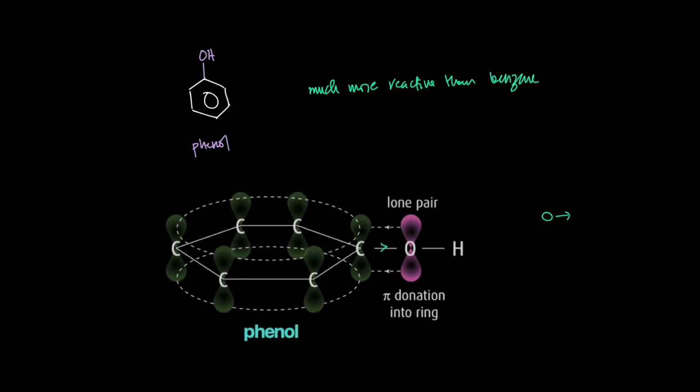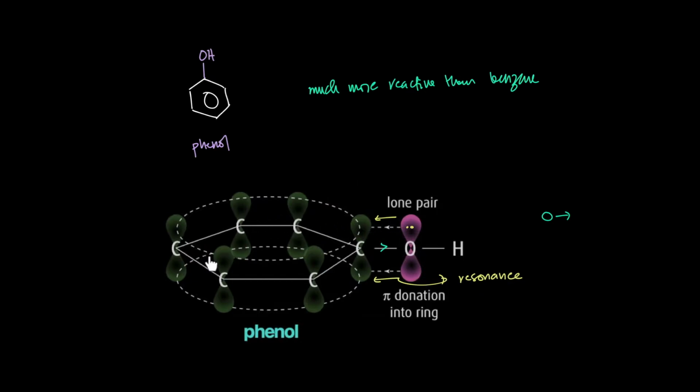But at the same time, one of the oxygen lone pairs that resides in a p orbital can overlap with the rest of the benzene ring. So this effect is known as the resonance effect. If you guys remember, resonance was just delocalization of electrons.